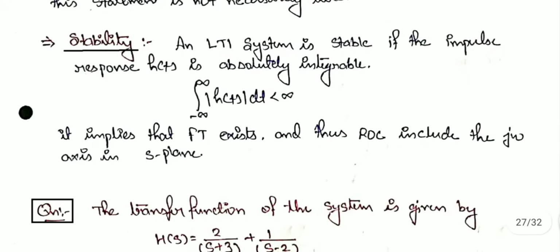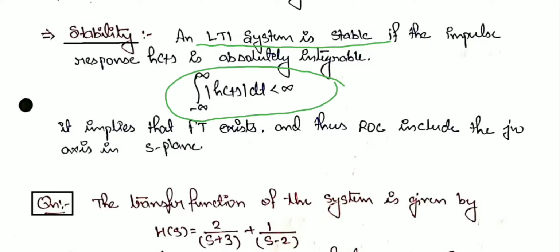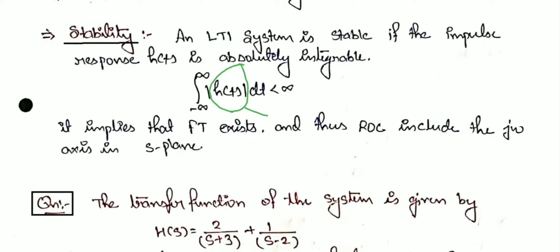Next topic is stability of the system. We have discussed that the LTI system is stable when this integral is less than infinity, or converges, or is absolutely integrable. It means the Fourier transform of this system exists.